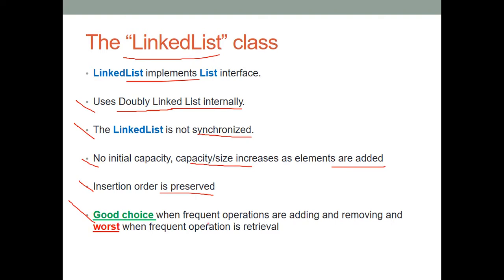It is a good choice when the frequent operations are adding and removing, and worst when the frequent operation is retrieval. So if you want to add something or delete something, you can go for the linked list. It is the best choice. But if you want to retrieve data from the linked list, you shouldn't choose it. Otherwise you can go for something else. I hope it is clear.